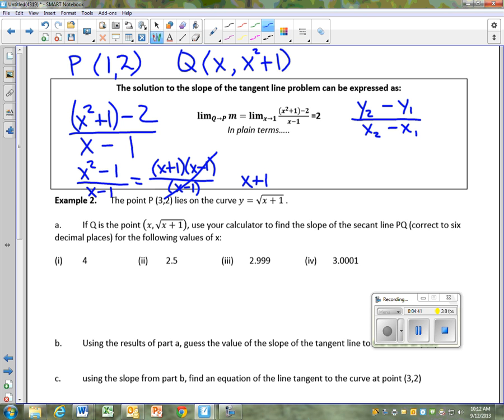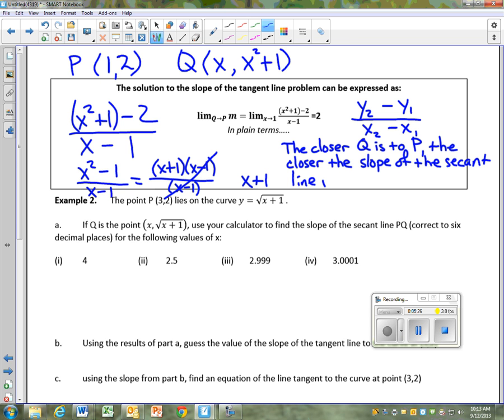So it won't always work out like that where you could do the algebra. It won't always divide out. But it is really cool. What I want you to write basically right here is, what this means is the closer Q is to P, the closer the slope of the secant line is to the tangent line.